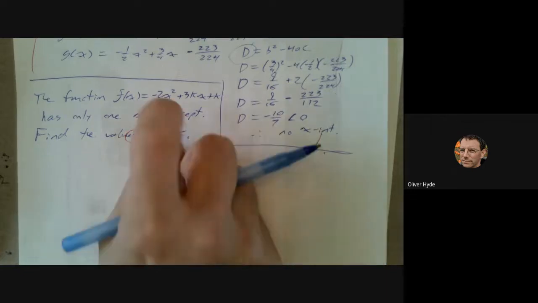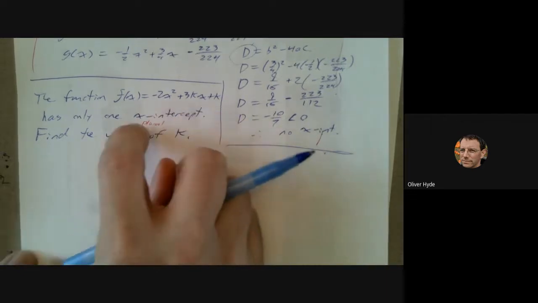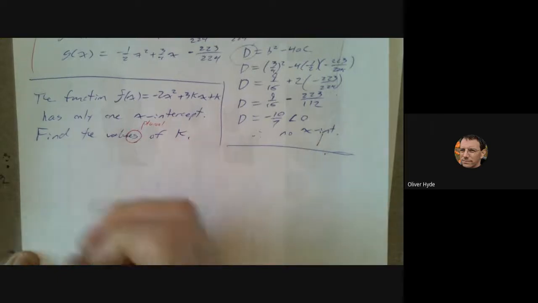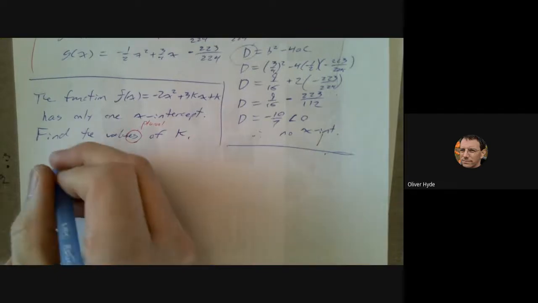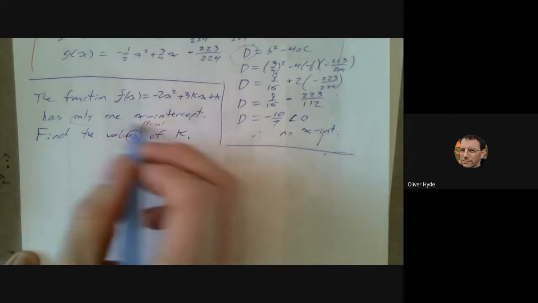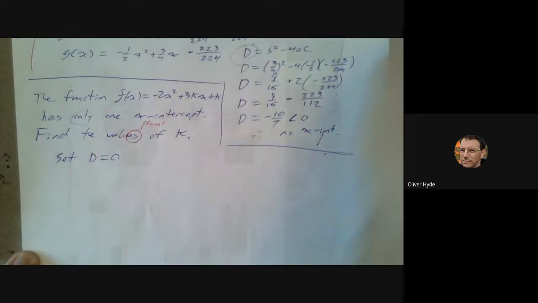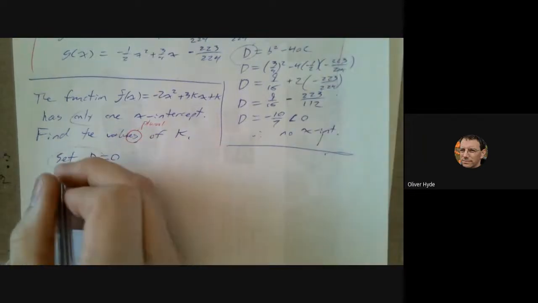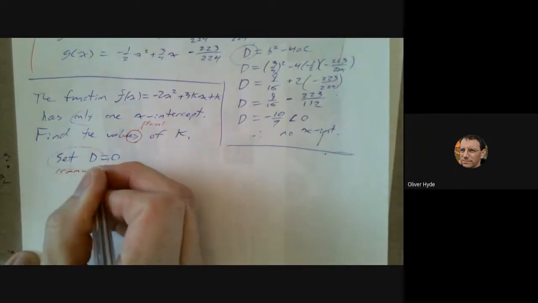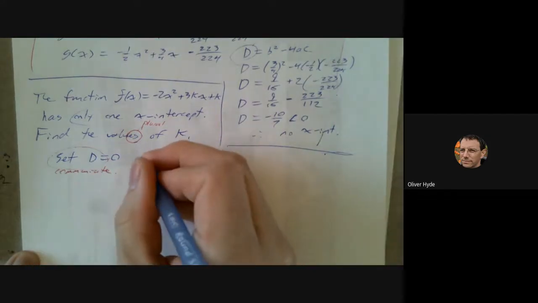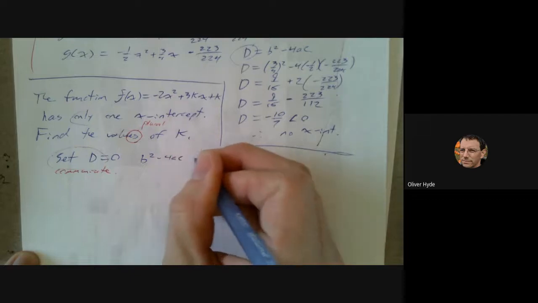So in this case, because this is in standard form and I'm told that the function only has one x-intercept, the use of the discriminant is probably the most efficient way. I know that if a function is only going to have one x-intercept, my discriminant is going to equal 0. Again, I'm expected to communicate that fact. So I'm going to set my discriminant equal to 0. That means that b squared minus 4ac is going to equal 0.